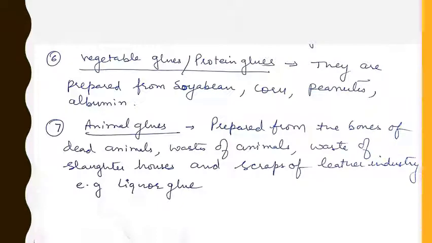The next category is vegetable glues, which can also be called protein glues. They are prepared from vegetable sources like soya bean, corn, peanuts, and albumin, which is a proteinaceous compound. It can be the extract of these vegetables which acts as a glue.